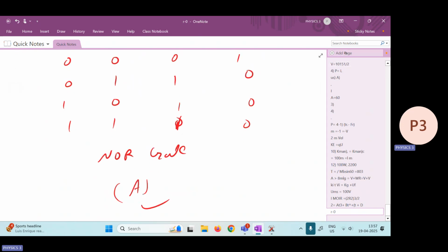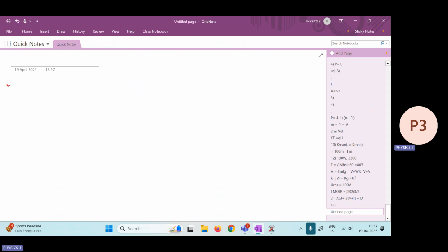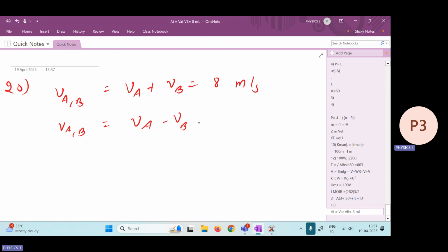Okay. Now let's go to the next question. In the next question, we are given two cars that get closer by 8 meters every second while traveling in the opposite direction. So their relative velocity when they are traveling in opposite directions will be VA plus VB, which is given as 8 meter per second. And they get closer by 0.8 meter every second while traveling in the same direction. So in the same direction, their relative velocity will be VA minus VB, which is given as 0.8 meter per second. So we have to calculate the values of VA and VB.